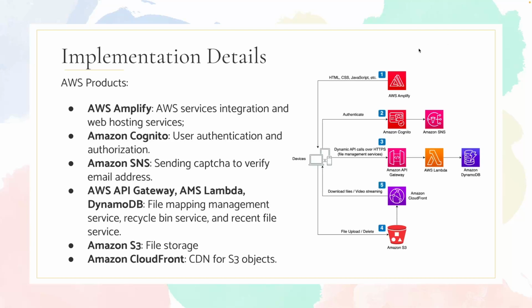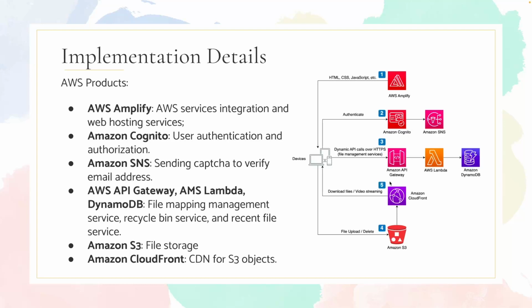So first is AWS Amplify. Amplify is used to integrate AWS services into our application and provides web hosting services to the front end. Then we have Amazon Cognito. It's used for user authentication and authorization. Connecting to Cognito, we have Amazon SNS. It is used to send verification codes to verify the user's email address during registration.